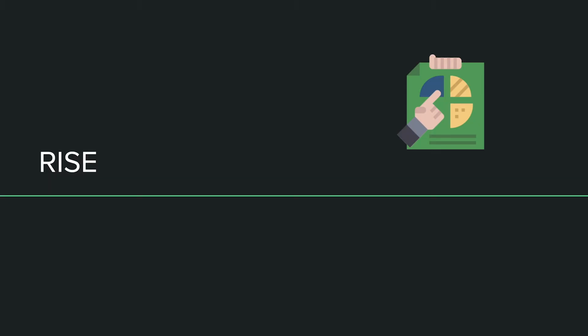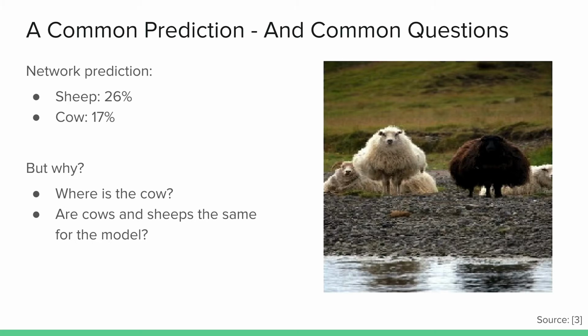A similar yet slightly different approach is RISE, but the difference is that instead of permuting our input data, we are masking it. So we have a common prediction. In this case, the network said 26% sheep and 70% cow. And I agree, those are quite uncommon pictures of sheep. But we would like to understand why it said a cow is 17% likely. So are cows and sheep the same for the model? Or what was giving it this reason?